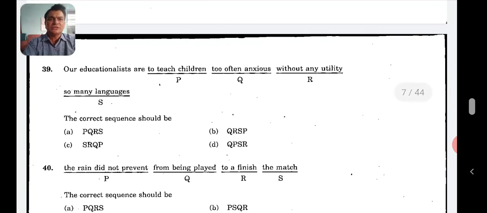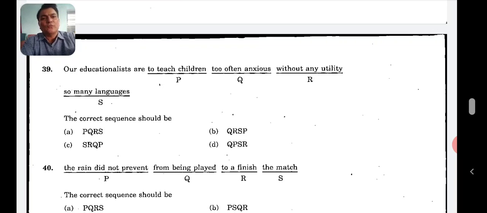Let's go to the 39th one. Our educationists are. So here, when our educationists are, then after that you have to find out the part of it. Our educationists are too often anxious to teach children so many languages without any utility. So what will be the sequence there? The answer is D, QPSR. Our educationists are too often anxious to teach children so many languages without any. So D is the answer there.